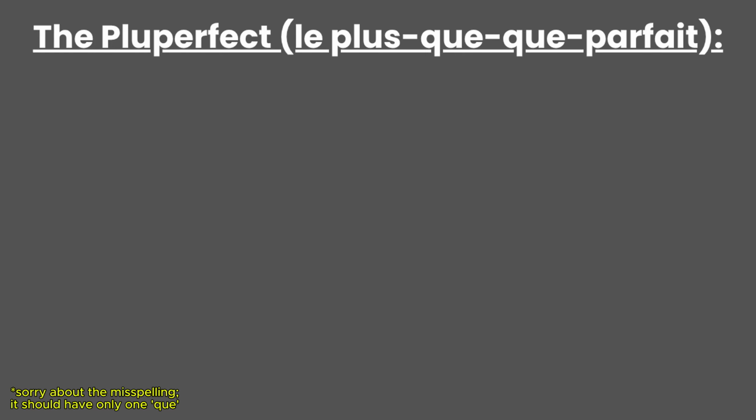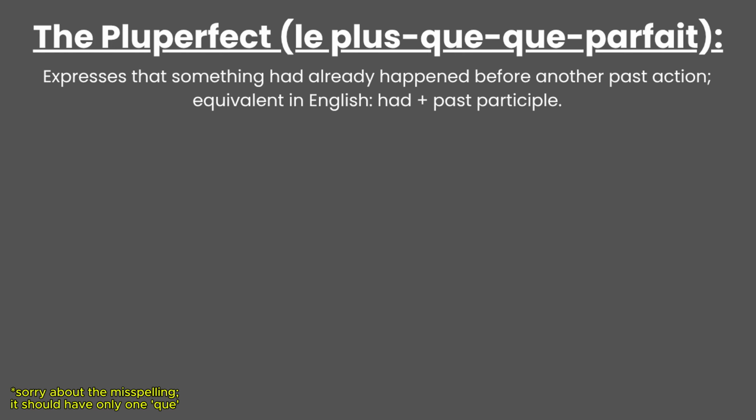The French pluperfect expresses an action that had already happened before another past action. It's directly equivalent to the English pluperfect, also known as the past perfect: had plus a past participle, where one past action occurs before another one, especially in storytelling.